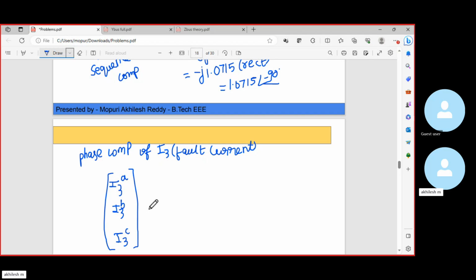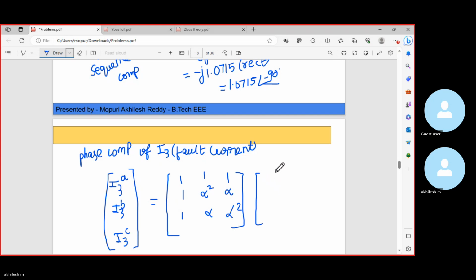Which is equal to, we have the matrix 1, 1, 1, and then 1, alpha square. What is the value of alpha? 1 angle 120. Okay. 1 alpha square into sequence components, all three are the same. Just now we have seen, no?